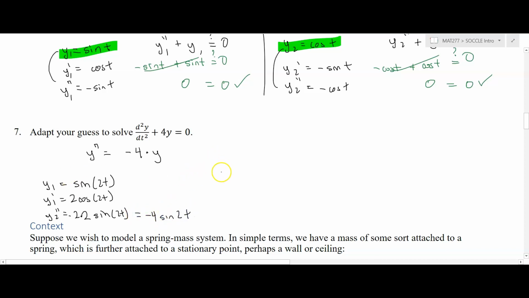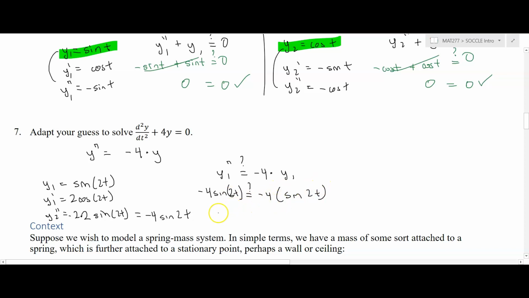And now if you check, does the second derivative of y1 equal negative 4 times y1 itself? Well, let's see, y1 double prime is negative 4 sine of 2t. Does that equal negative 4 times y1, which is simply sine of 2t?